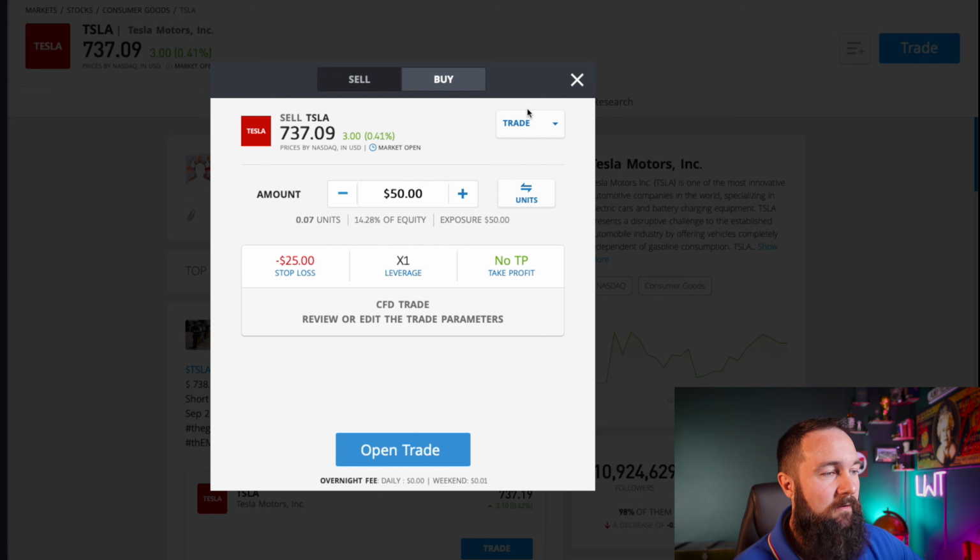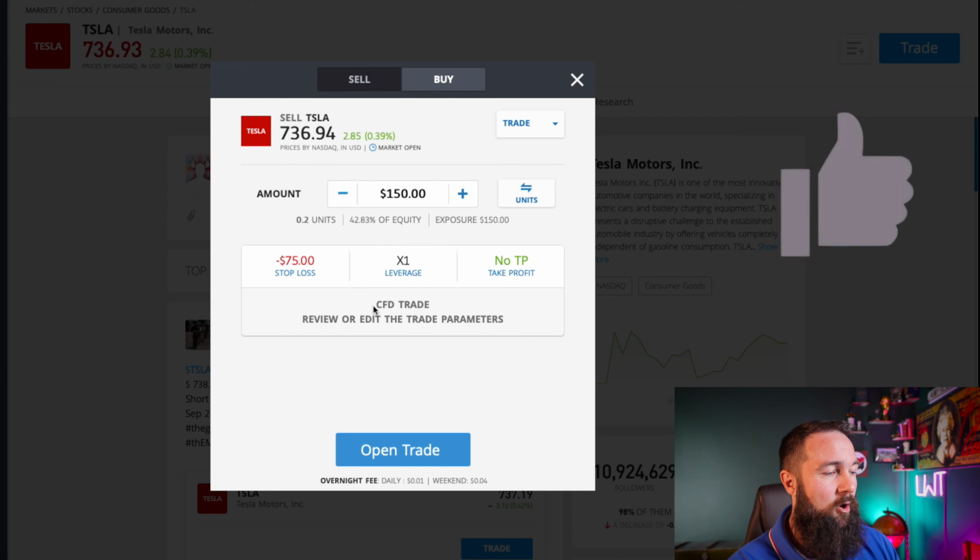If we click sell, we know that we can put an order in, or we can put what's called a trade or a market order. We think that, in fact, I'm very confident Tesla's going to fall, so I'm going to put in $150 to the short side. And here's where it differs to other brokers.